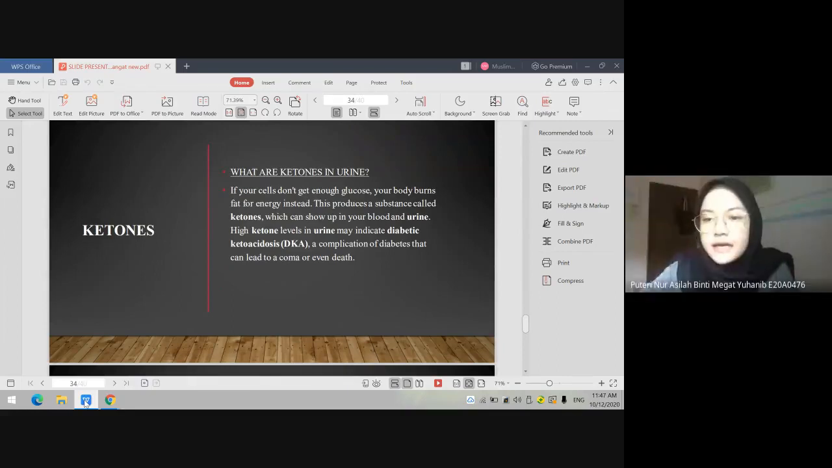Now I will continue the slide. What are ketones in urine? If your cells don't get enough glucose, your body burns fat for energy instead. This produces substances called ketones, which can show up in your blood and urine.